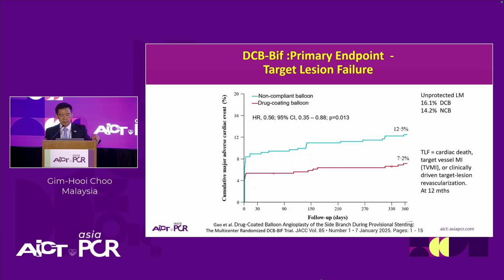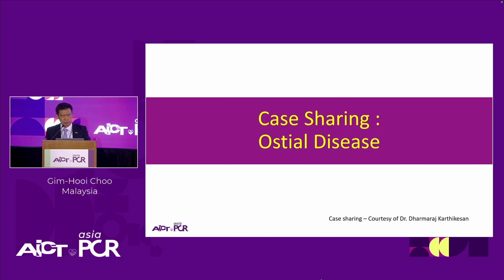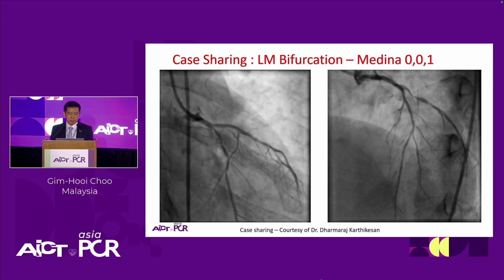DCB BEEF is a large randomized controlled trial looking at the bailout situation for the side branch using a drug-coated balloon against a non-coated balloon. Again, better outcomes in terms of target lesion failure up to 1 year. Ostial disease is a case sharing that you make your procedure much safer.